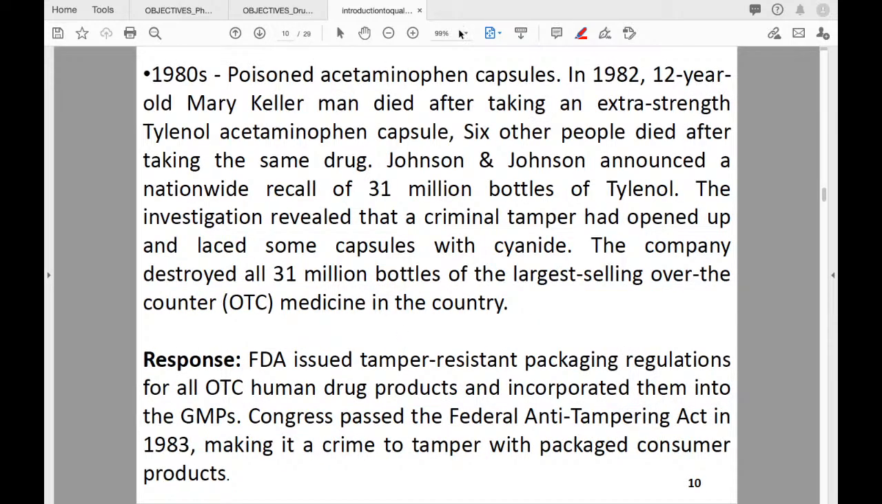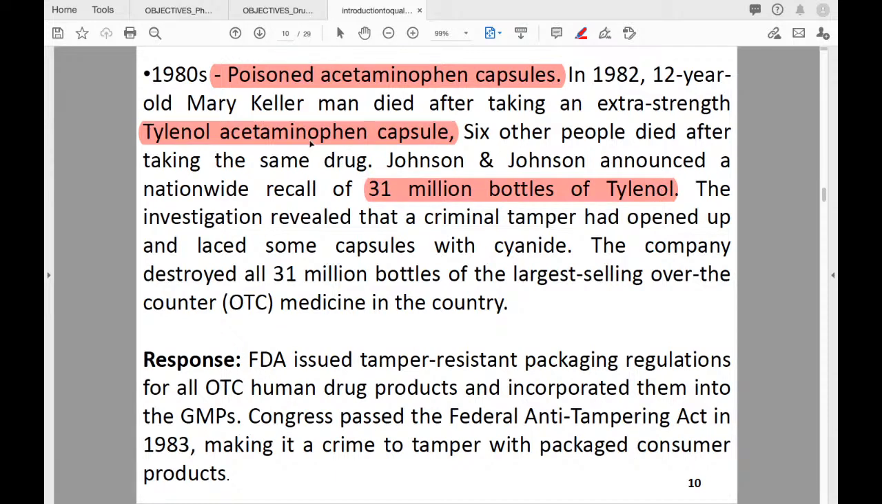In 1980, poisoned acetaminophen capsules came into the limelight. In 1982, 12 year old Mary Kellerman died after taking an extra strength Tylenol acetaminophen capsule. 6 other people died after taking the same drug. So Johnson & Johnson announced a nationwide recall of 31 million bottles of Tylenol.